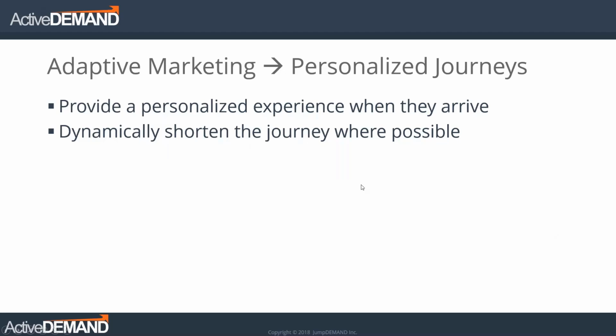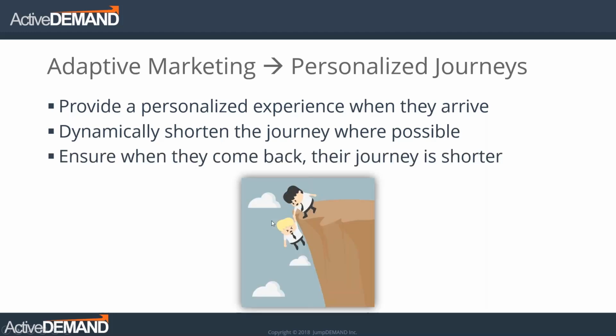So really the idea of adaptive marketing is personalized journeys where we, through technology, adapt and provide personal experiences and contextual content as they're walking along the journey. And we dynamically shorten the journey where possible. So the idea is that when somebody comes to your website or engages with your digital marketing, if they leave and come back, if we're doing our job correctly, the journey is, of course, shorter. They're not starting from the very first step.